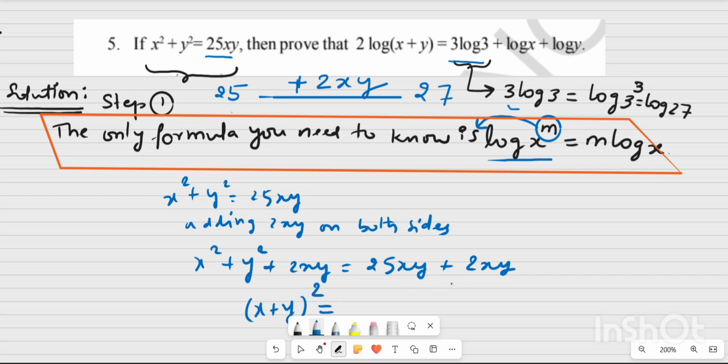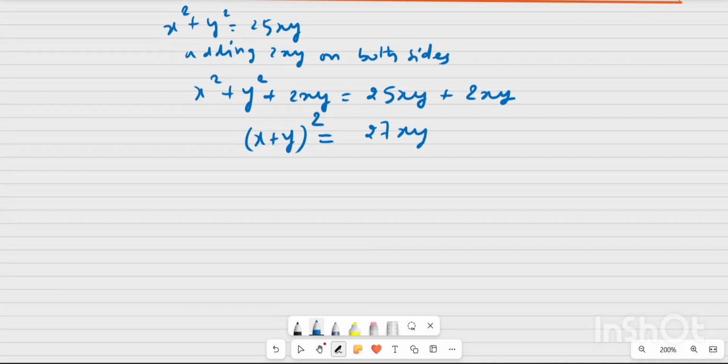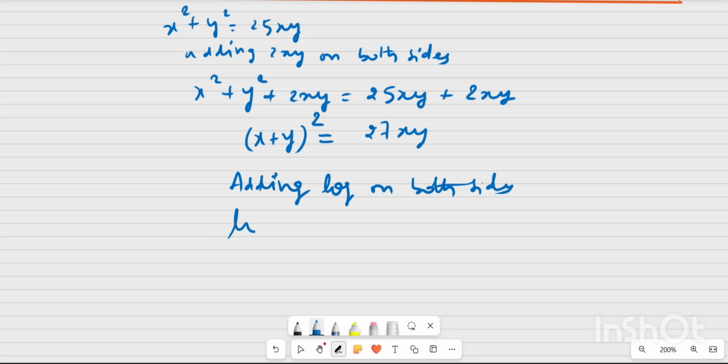Now 25 plus 2 is 27, and these are like terms, so it can be added. So 27xy. Now to get the proof, you just need to add log on both sides. Adding log on both sides. So log of x plus y whole square is equal to log 27xy.